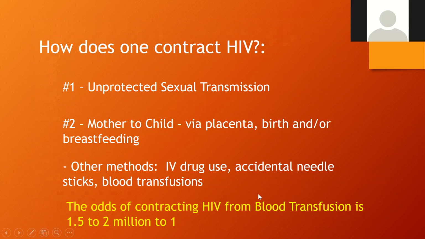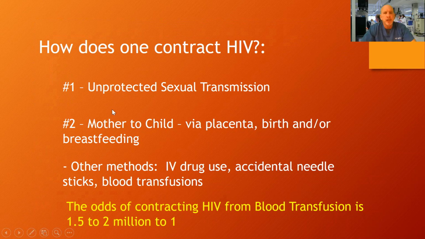The number one way that it's transmitted is unprotected sexual transmission. But another method is from mother to child. If the mother is HIV positive, she can pass it on to the baby. Other methods are IV drug use.